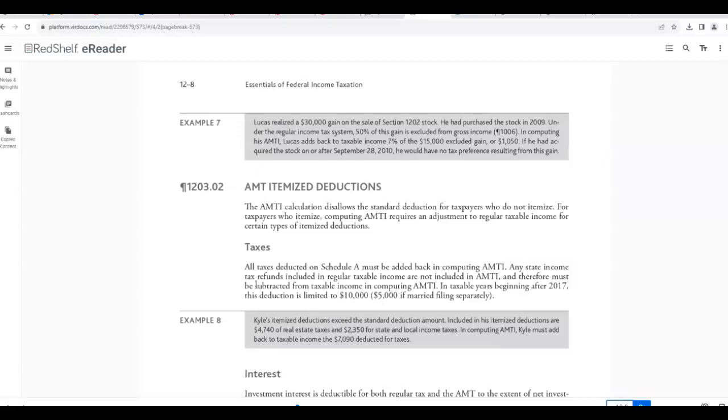So any state income tax refund included in regular taxable income, which normally you have to add if you itemized last year, is not included in the AMTI calculation, and therefore must be subtracted from taxable income in computing AMTI. In taxable years beginning after 2017, this deduction is limited to $10,000, which is taxes that you pay.